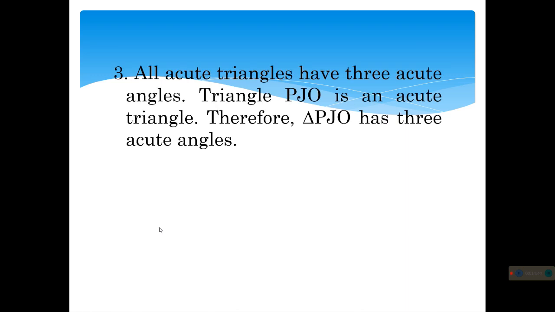Number 3. All acute triangles have 3 acute angles. Triangle PJO is an acute triangle. Therefore, triangle PJO has three acute angles. So what kind of reasoning do we have here? That's correct. We have deductive. So we have the property of acute triangles, and then the example, which is triangle PJO. That's why it is deductive.